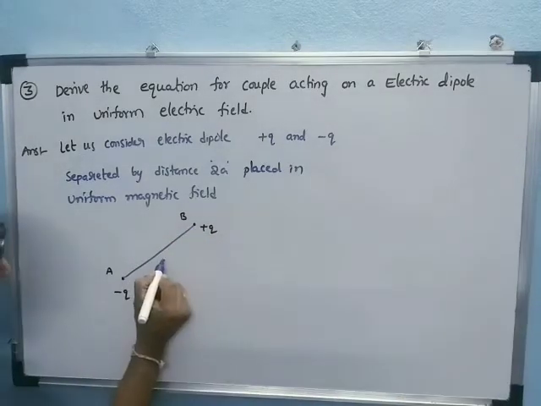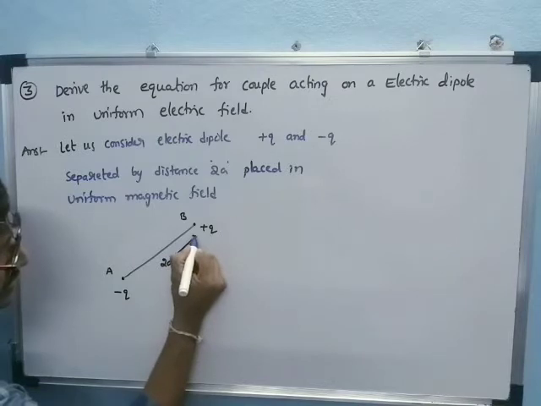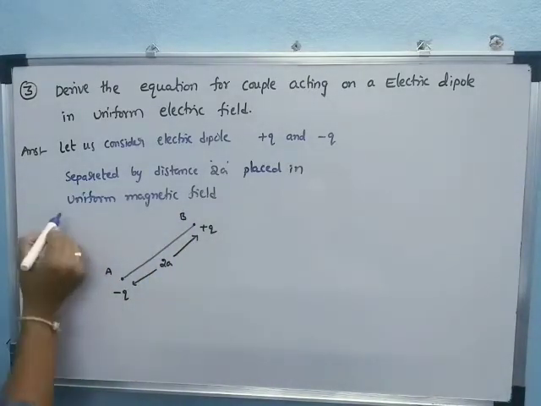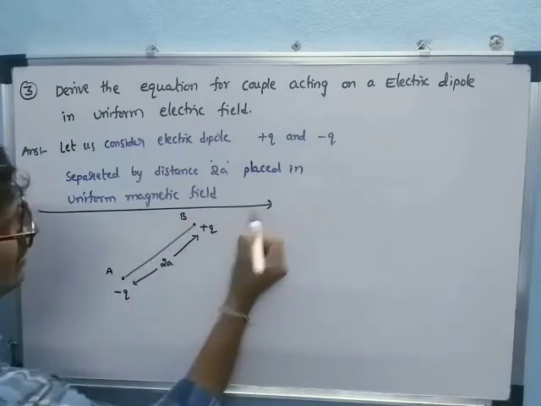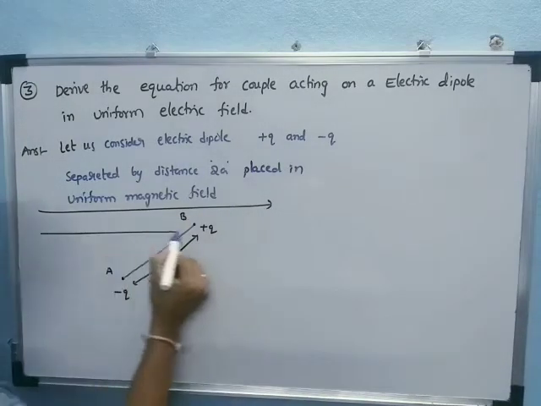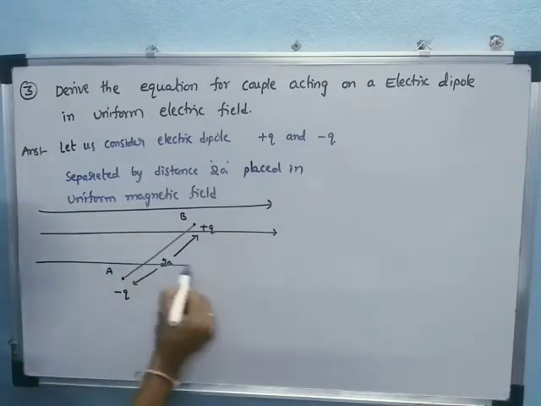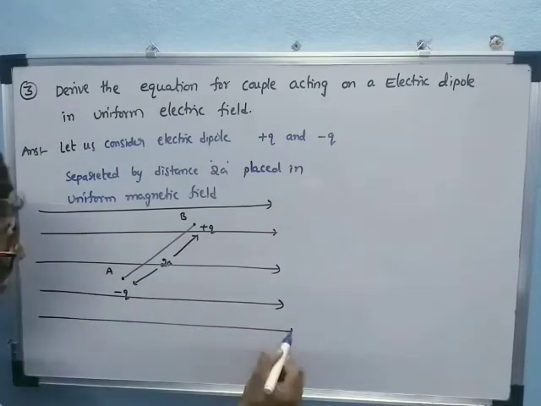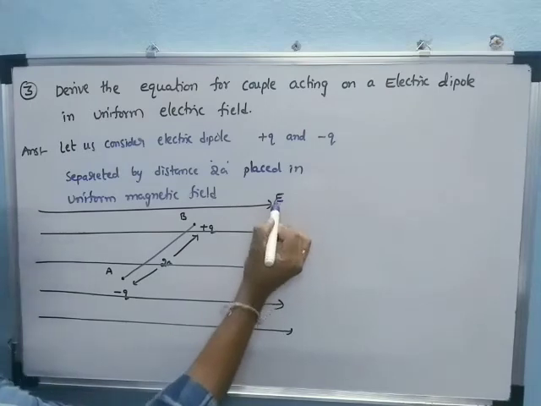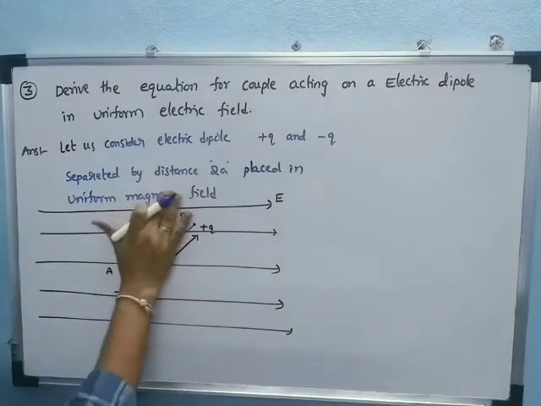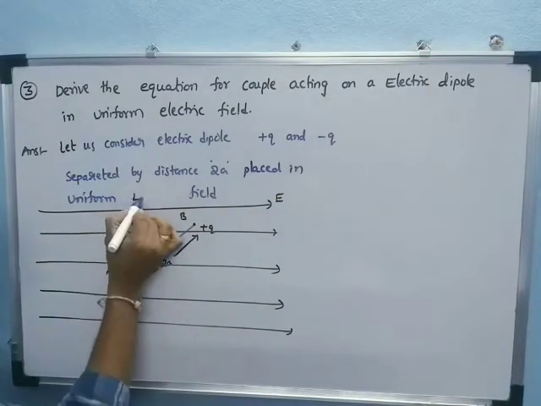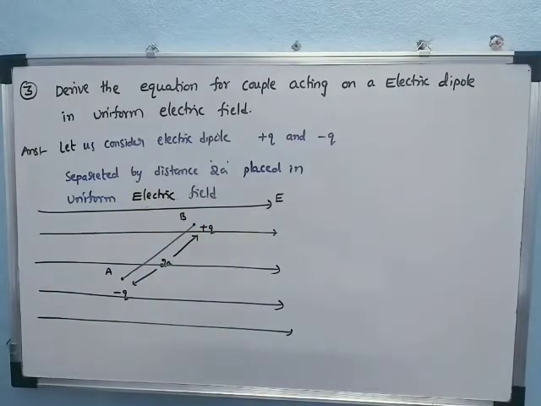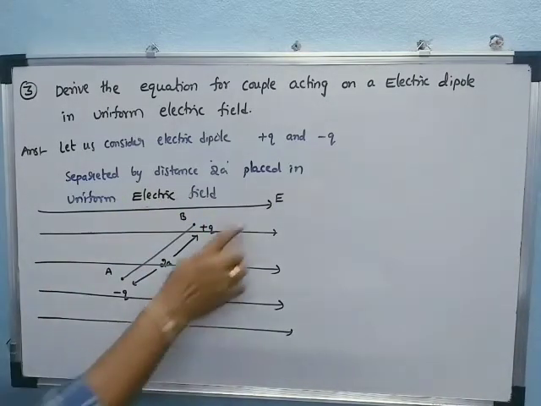The 2a is the separation distance. Now this is placed in a uniform electric field. Sorry, this is the electric field, not magnetic. Placed in a uniform electric field, this is considered as E.